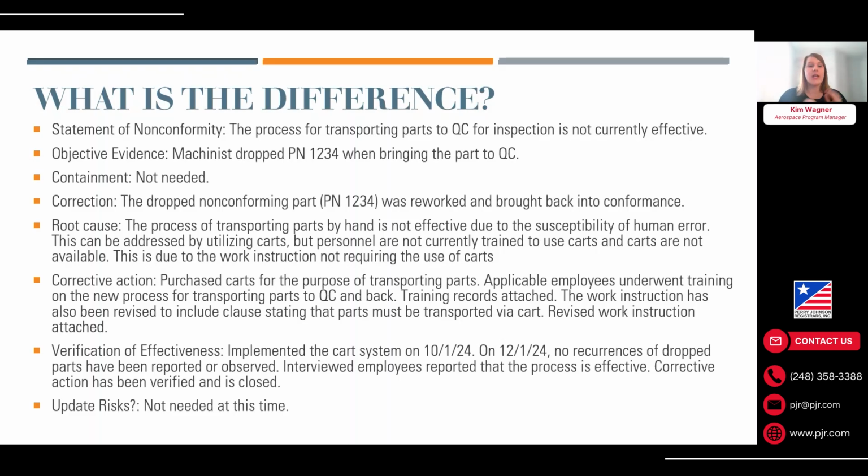So in this corrective action form, we see a clear statement of nonconformity. It describes what happened. The process for transporting parts to QC for inspection is not currently effective. Our objective evidence says that a machinist dropped part 1, 2, 3, 4 when bringing the part to QC. So we have an overall statement of nonconformity. What is occurring here? What's the deficiency? And the specific situation that led us to determine that this process was not effective.